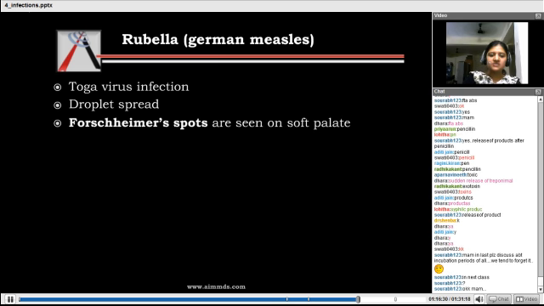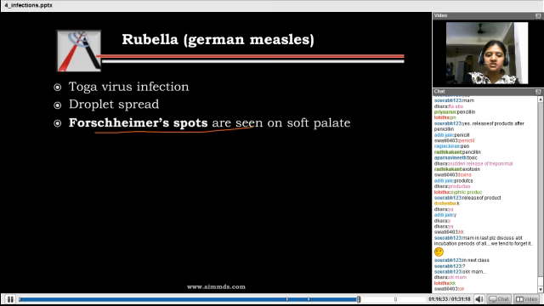Rubella. Make a note of this. In German measles, you see Forchheimer's spots. And they are most commonly seen on the soft palate, MCQ. Heard of this, right? Forchheimer's spots.